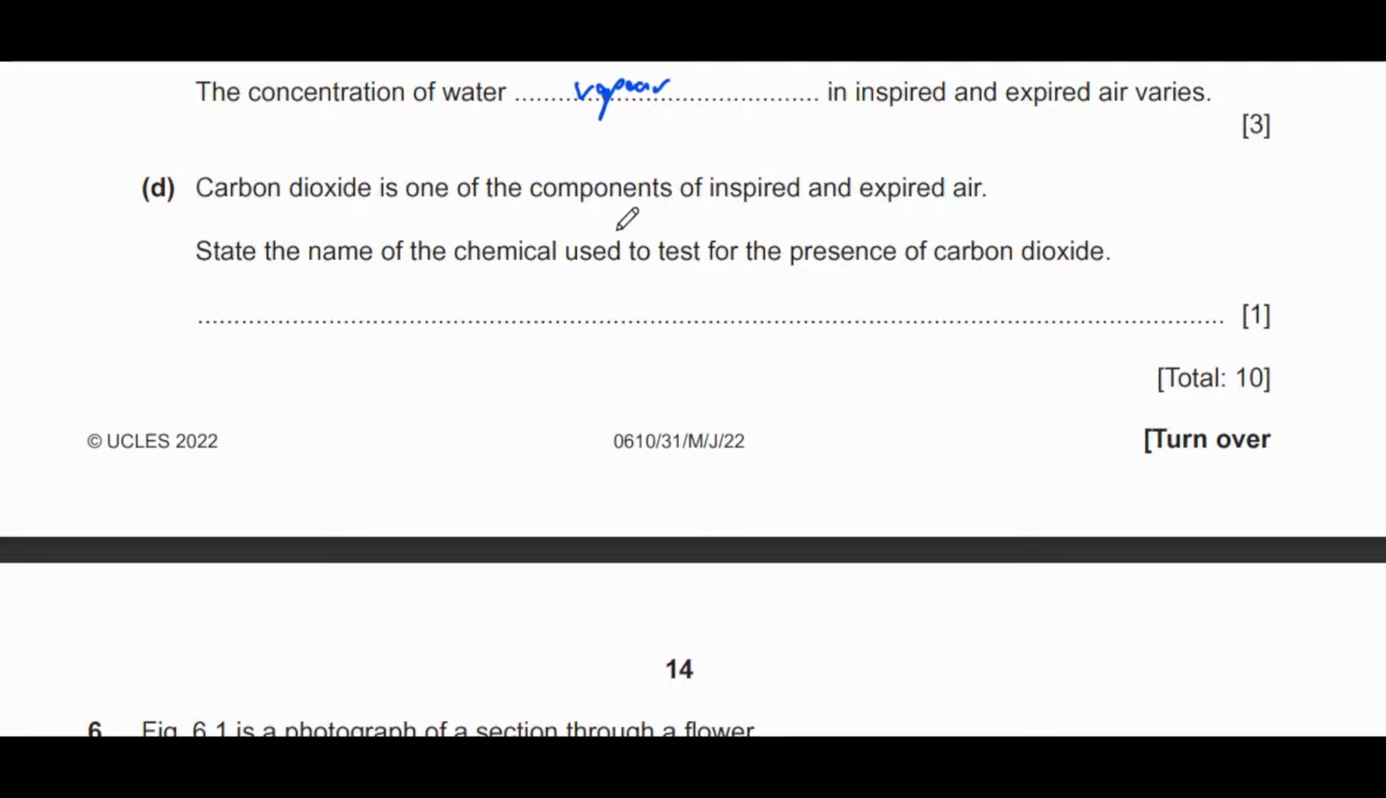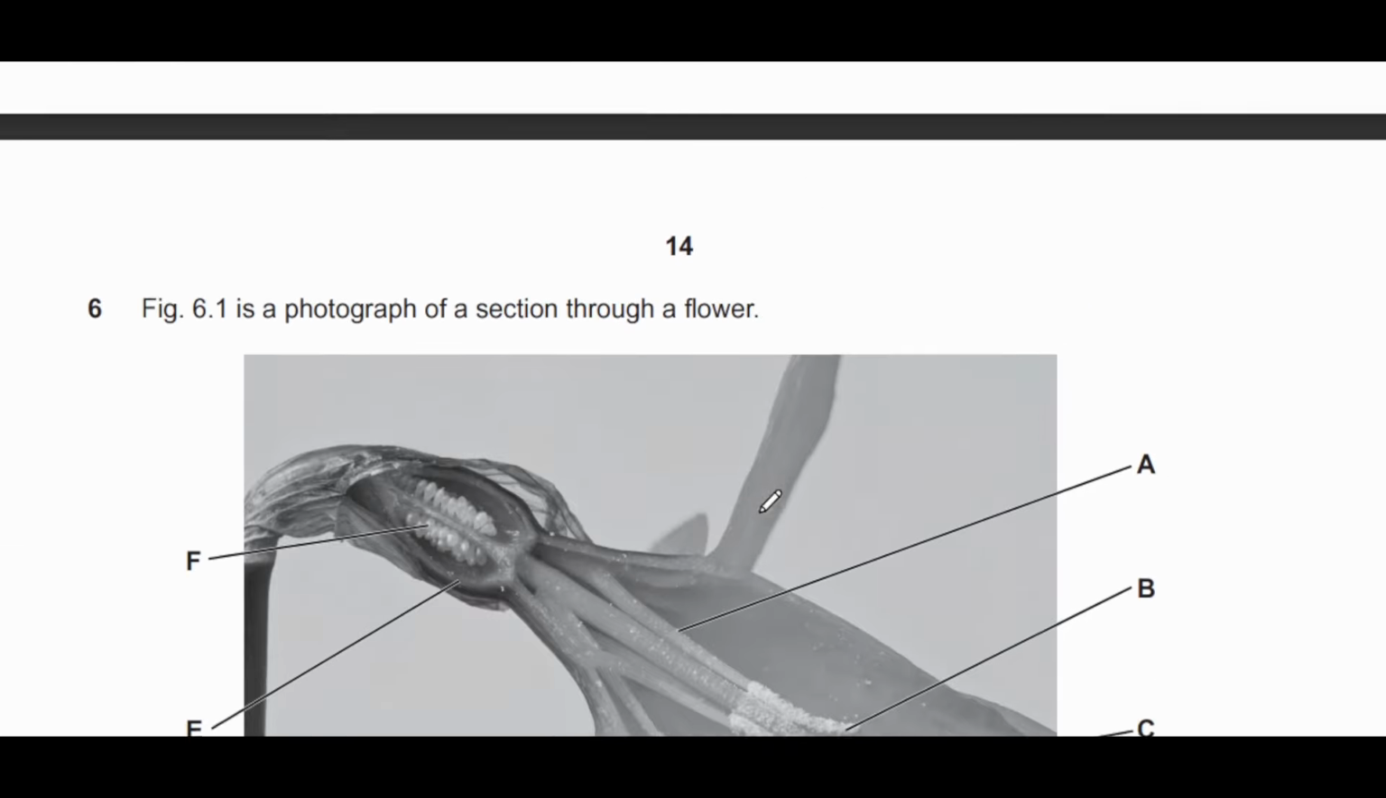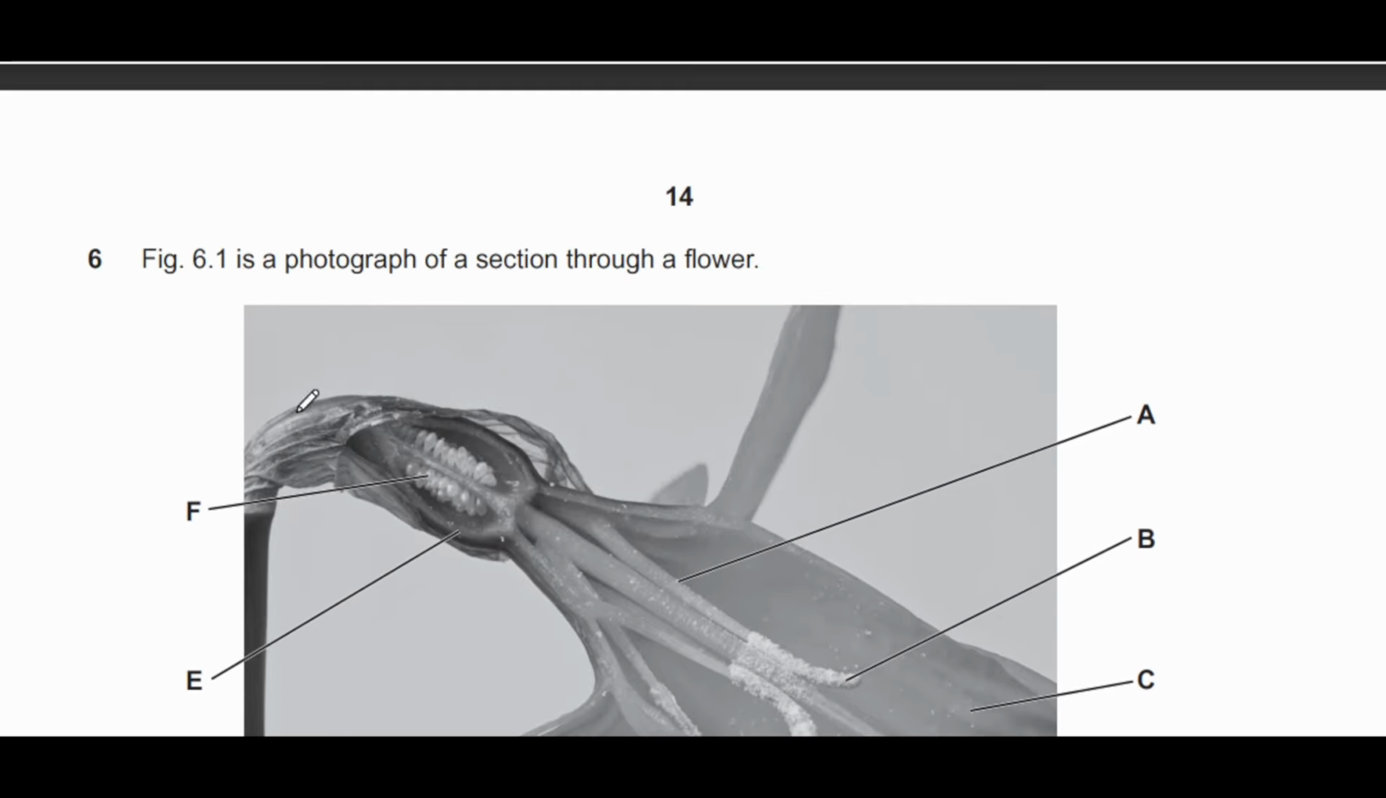Carbon dioxide is one of the components in inspired and expired air. State the name of the chemical used to test for the presence of carbon dioxide. So this is a little bit of chemistry. So what do you use to test for carbon dioxide? You use lime water. Okay, it will turn cloudy white. Lime water turns cloudy white in the presence of CO2. Done. Question 5 done.